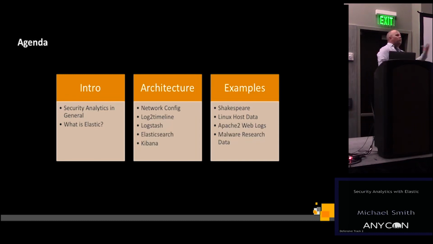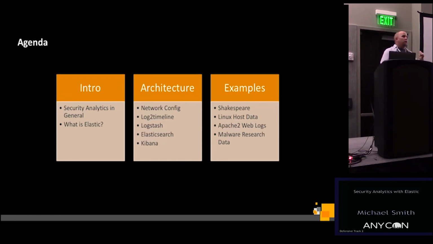All right. So I'm also going to talk about the architecture components in order to make the solutions work. At a high level, there has to be some network configuration. Stuff's got to talk. Log to timeline is a Python application that we use to create timeline, super timeline events out of certain systems. I'm going to talk about how I use that sometimes. I'm going to talk about Logstash, then Elasticsearch, and then Kibana. Then I'm going to give you some examples.